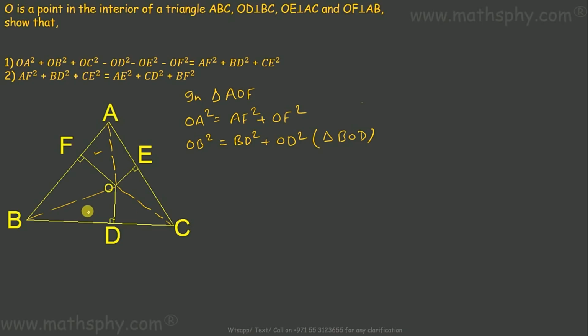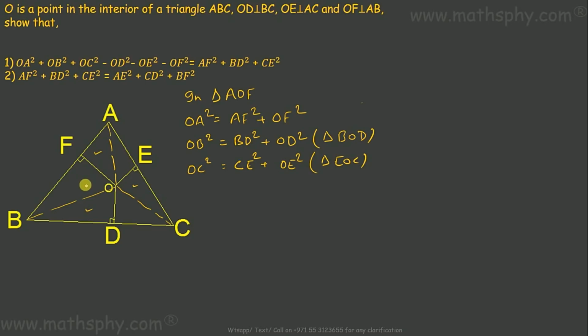Okay, this is done. Let's take this triangle where OC is the hypotenuse. So OC square is equal to CE square plus OE square. This is from triangle EOC. Okay, these three triangles are done.